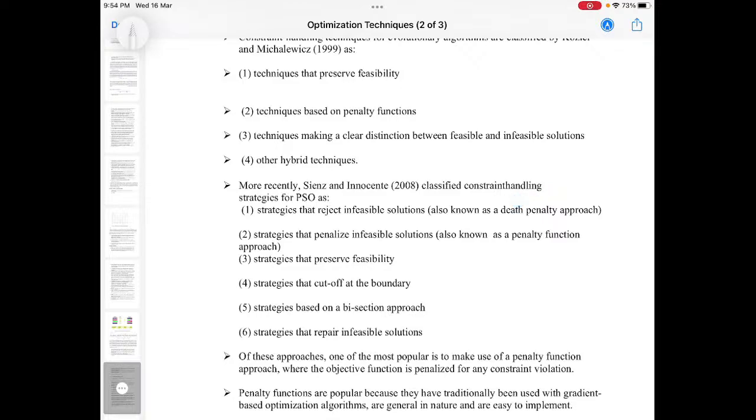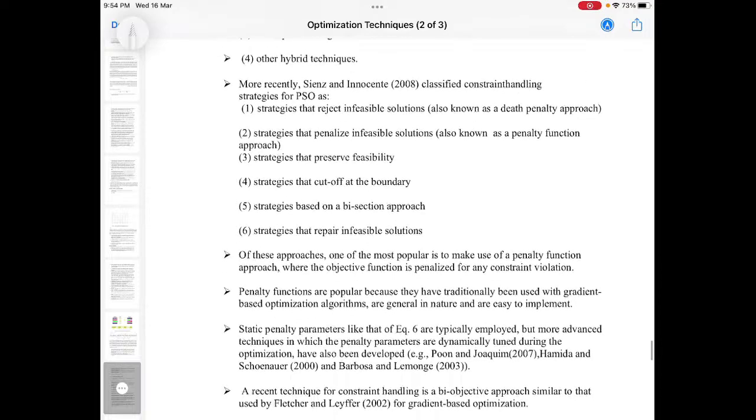There is one: strategies that reject infeasible solutions, also known as the death penalty approach. Then strategies that penalize infeasible solutions, also known as the penalty function approach. Then strategies that preserve feasibility. Then strategies that cut off at the boundaries, strategies based on the bisection approach, and strategies that repair infeasible solutions. So these are the various strategies for PSOs. Of these approaches, one of the most popular is to use the penalty function approach, where the objective function is penalized for any constraint violation.